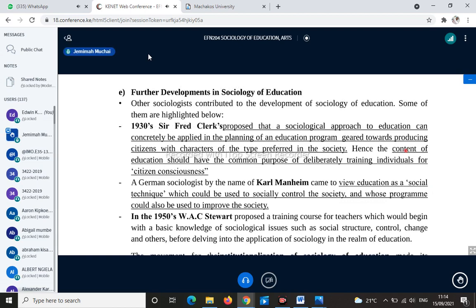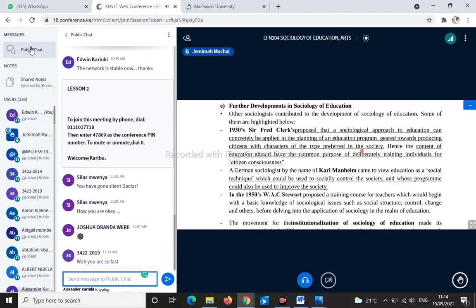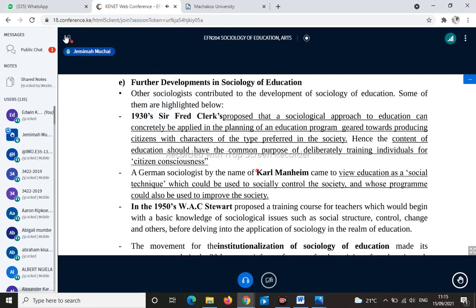Apart from Emile Durkheim and John Dewey, there were others who came up with some perspective on sociology of education. In 1930, Sir Fred Clarke proposed that a sociological approach to education can concretely be applied in the planning of an education program geared towards producing citizens with characters of the type preferred in the society. Hence, the content of education should have the common purpose of deliberately training individuals for citizen consciousness.